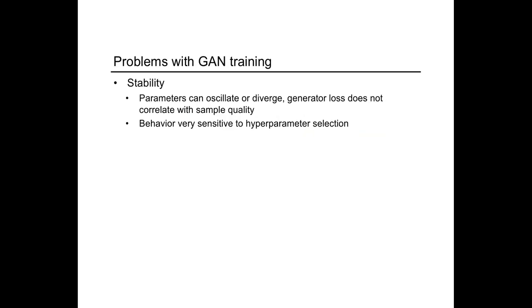The problem with GAN training is stability: the parameters can oscillate or diverge. Since we want the network to optimize between a high value function for the discriminator and a low one for the generator, sometimes it can oscillate or diverge, and the generator loss does not correlate with sample quality. The behavior is also very sensitive to hyperparameter selection. So hyperparameter selection is very critical in the case of GANs.